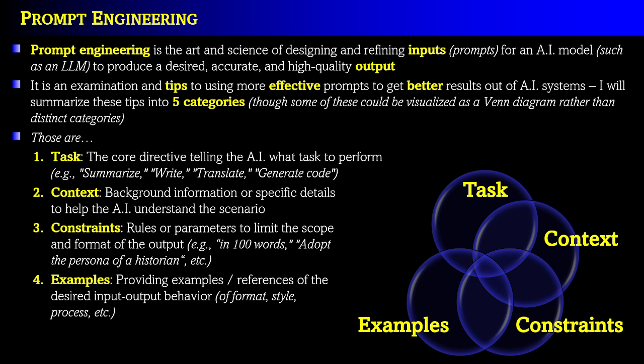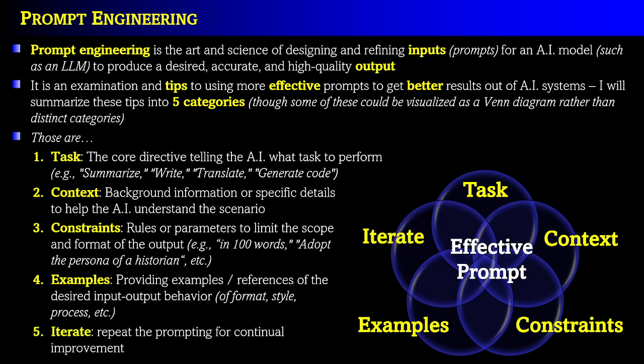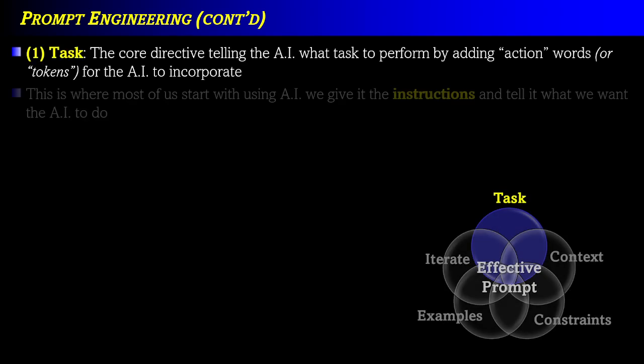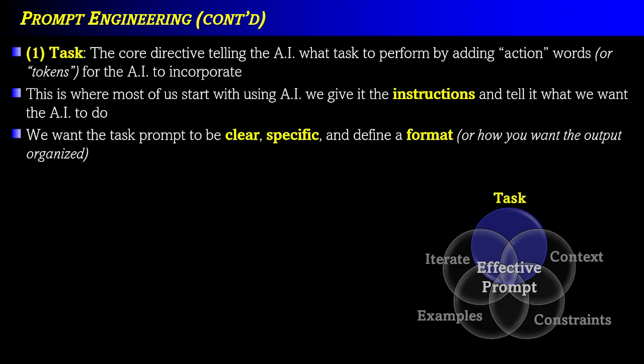4, examples, providing examples or references of the desired input-output behavior of the format, the style, the process, etc. And 5, the iterative process, the repeating of the prompting for continual improvement. These are the 5 tips that will formulate an effective prompt. All right, so let's go through each one, starting with task.